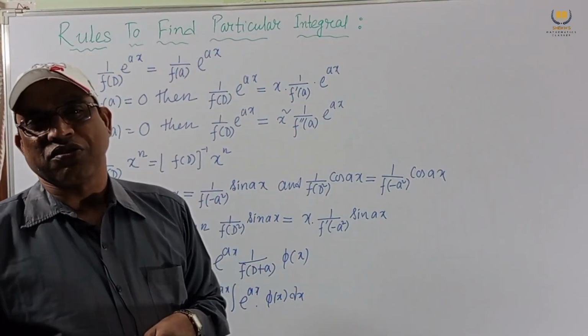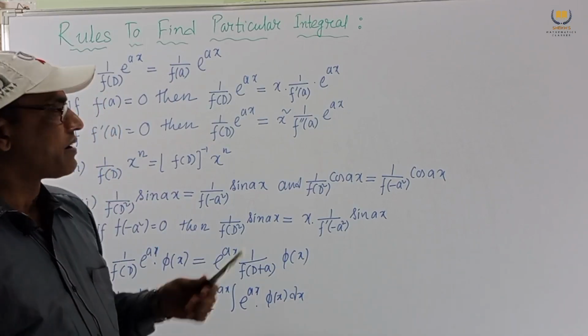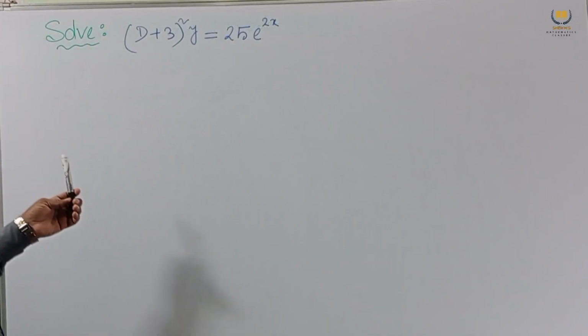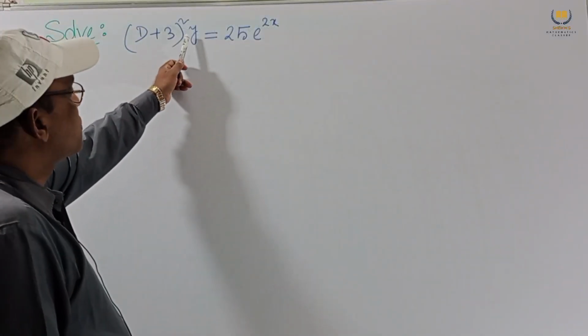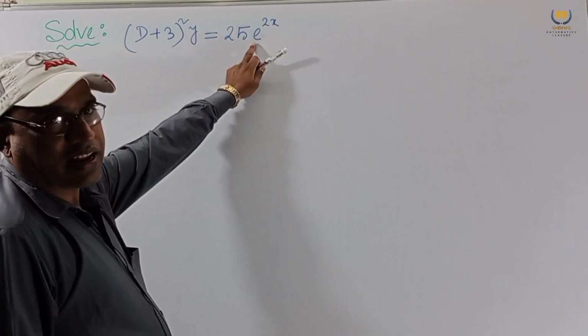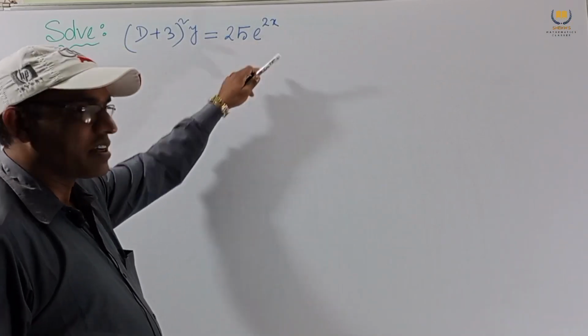If the right hand side is non-zero, we have to find particular integrals. These are the rules. Now let us consider one problem. Consider this problem: (D plus 3) whole square y equals 25 e to the power 2x. The right hand side is non-zero, but exponential is given.